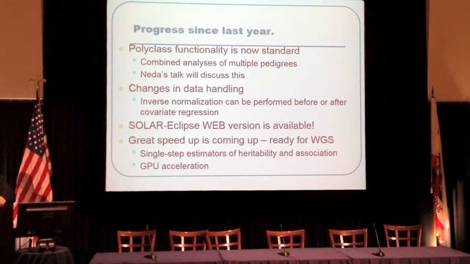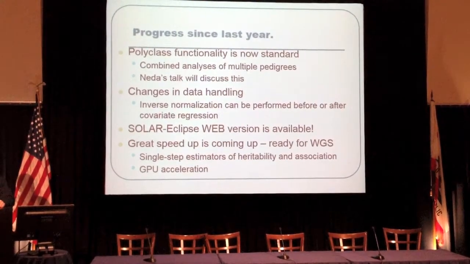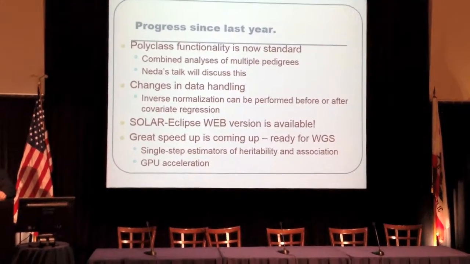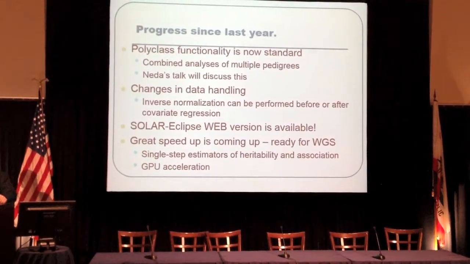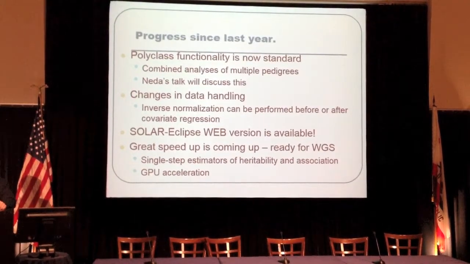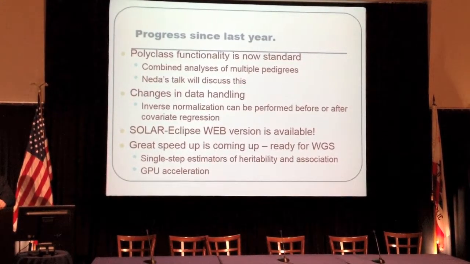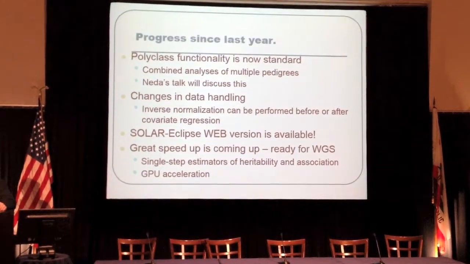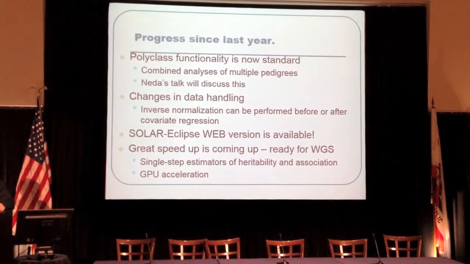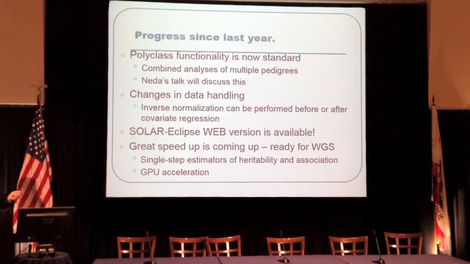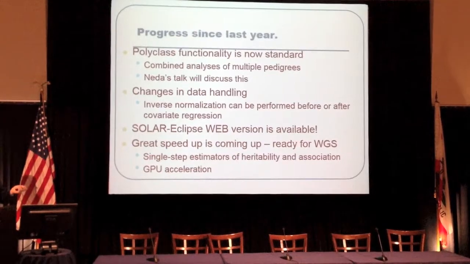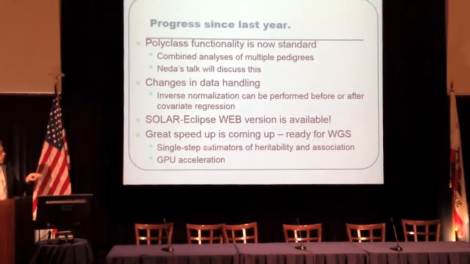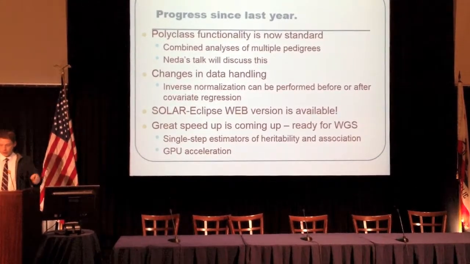So instead of having just one genotype, they have 20 to 30 million genotypes. So you can imagine if your GWAS takes an hour to perform, then performing a GWAS analysis in imputed data will be quite a bit longer. So that's why we are putting extra effort to develop single-step estimators of heritability and association, and that's the last part of this workshop, as well as doing GPU acceleration.